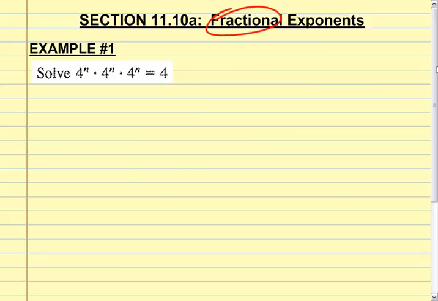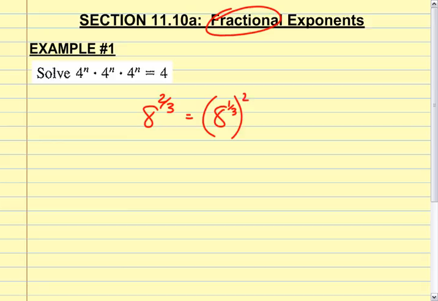I used 8 earlier. How about 8 to the 2/3? Okay, now this is a little different than what we've seen. But what we need to do is think of this as two separate exponents. Do you agree that we can write this number as 8 to the 1/3 squared?